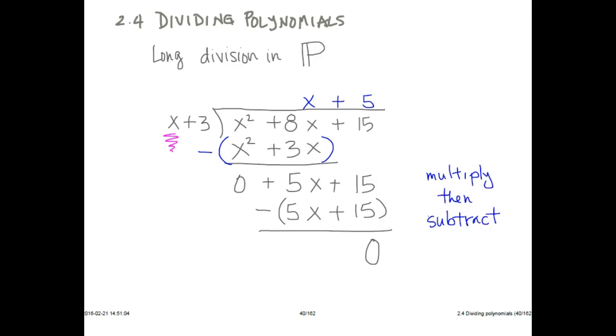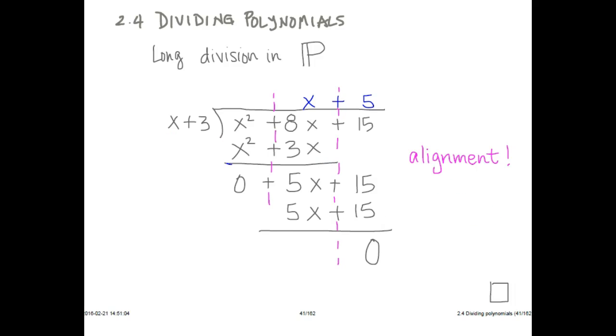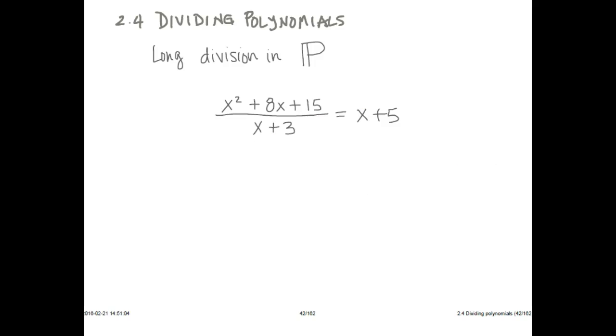I multiply and I subtract, and behold, I have a remainder of 0, which is no surprise because when we look at x squared plus 8x plus 15, we can hardly help seeing it, can we, as x plus 3 times x plus 5. Notice again that I am carefully aligning everything. Failure to align leads to serious trouble. Okay, so my long division has yielded this result.